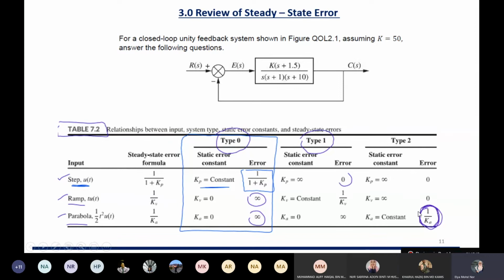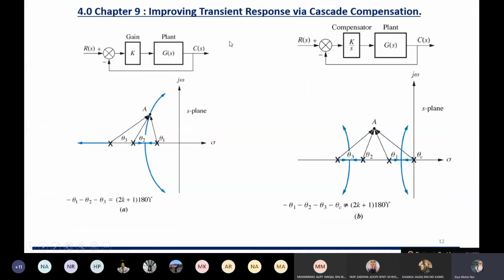So these are the foundations that you need in order to be able to design a PI controller, a controller that is able to improve the steady state error. Sorry, this is not transient response, this is steady state error.